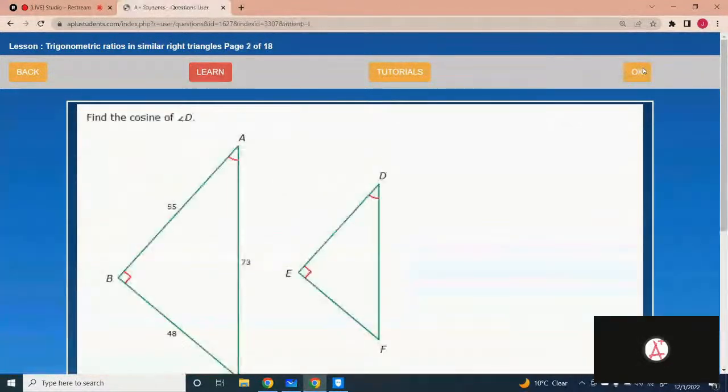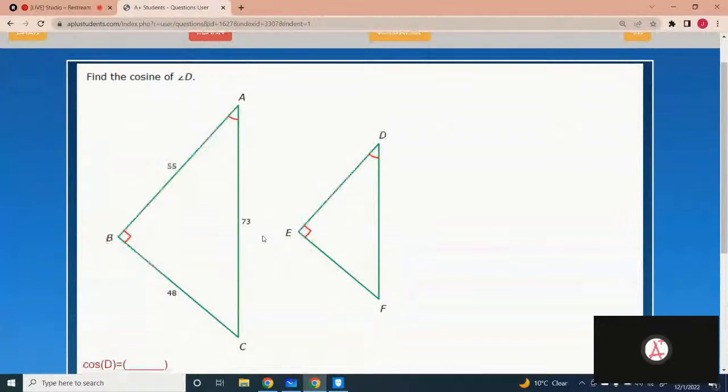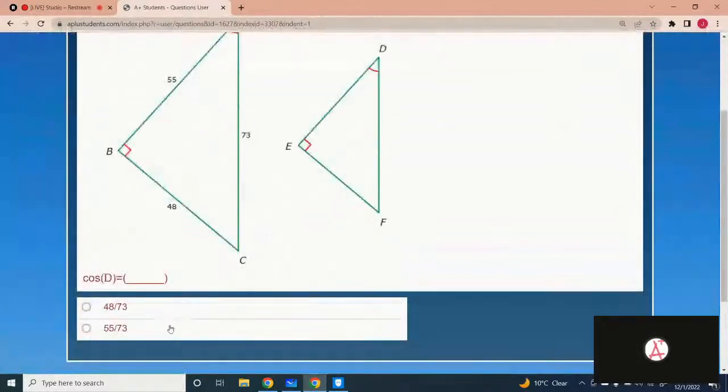Okay, the next one is you have to find the cos of angle D. Okay, where is angle D? According to this angle, cos is the adjacent divided by the hypotenuse. So according to angle D, this is the adjacent. It would be 55 and hypotenuse is 73. It would be 55 over 73. Got it, everyone? Just select the correct option, then click on the OK button. So it would be 55 over 73. Got it? So just select the correct option and then click on the OK button.